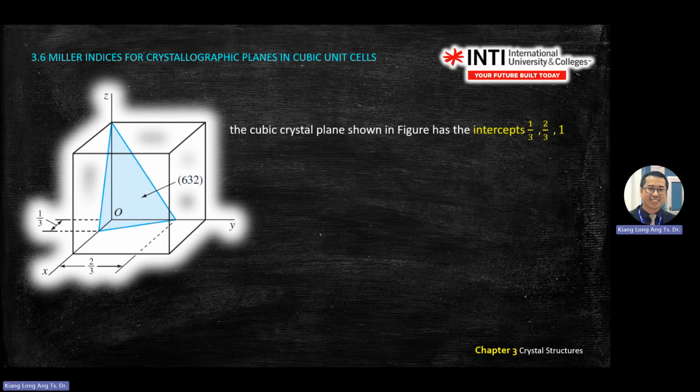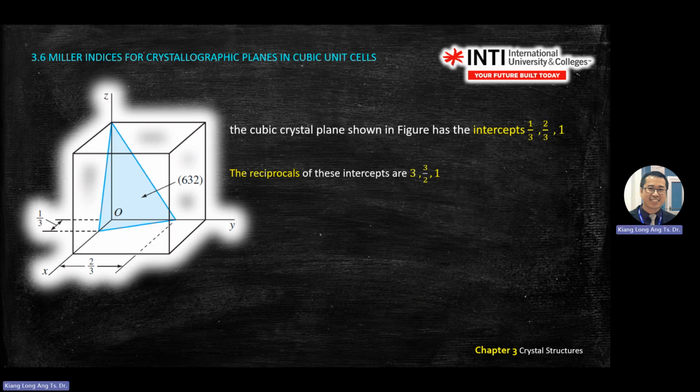Then there's a step there. So the intercepts are 1 over 3, 2 over 3, 1. Before you do these steps, there is a cheat step. In mathematics, you flip, the reciprocal. You flip the number. 1 over 3, you flip, you get 3 over 1, you get 3. 2 over 3, you flip, you get 3 over 2. And 1, you flip, you still get 1.